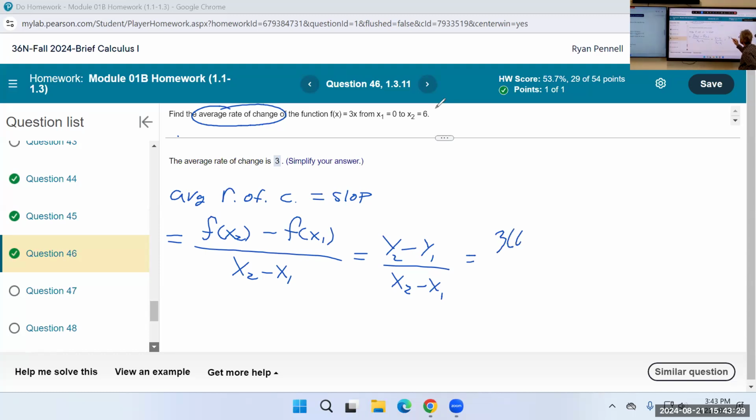So that's 3 times 6 minus 3 times 0, divided by 6 minus 0. So that's 18 divided by 6, which is the number 3. So it's finding the slope. It's the same thing you learned whole life. They just call it something different.